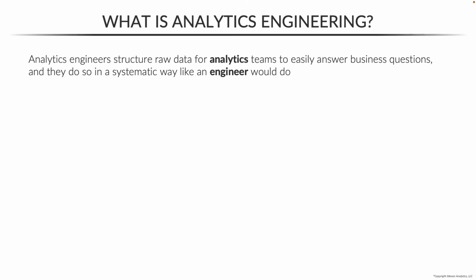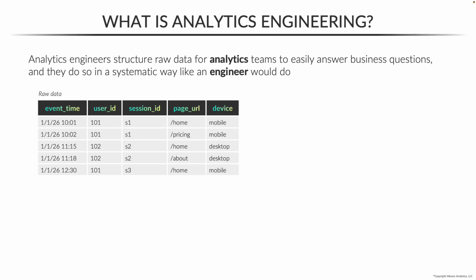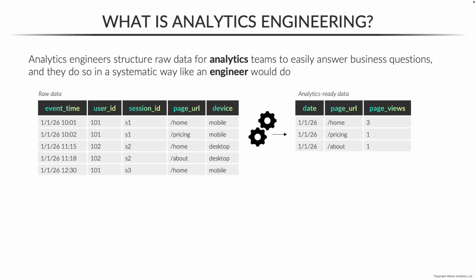Now, what does this actually look like? On the left, you've got raw website event data, timestamps, user IDs, page URLs, and device types, which is pretty messy. Now, an analytics engineer would take that and transform it into something like what you would see on the right. Just date and URL, with page views already aggregated. That's clean and ready to query.